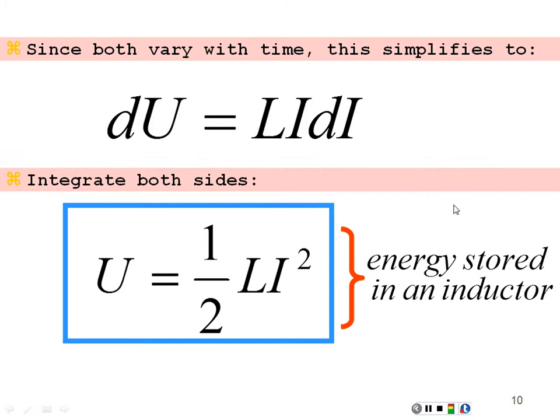Note how similar this looks to the energy equation being stored in a capacitor. In a capacitor, it's electrical energy, and it is 1/2 CV squared. So it's 1/2 the capacitance times the voltage squared for electrical energy stored in a capacitor. For an inductor, it's magnetic energy, and it's 1/2 the inductance times the current squared.